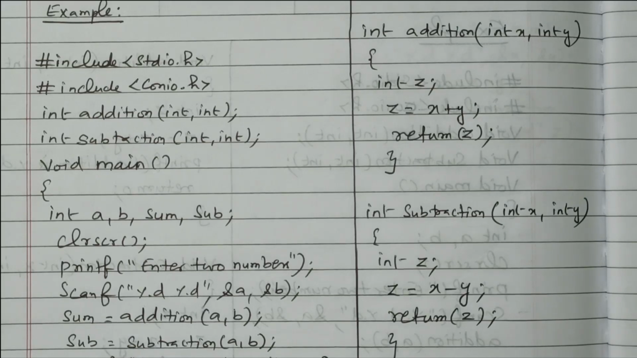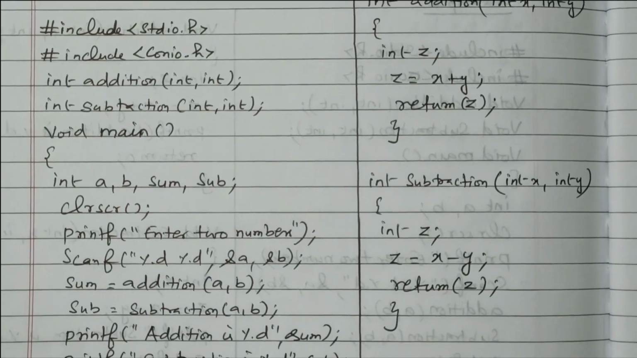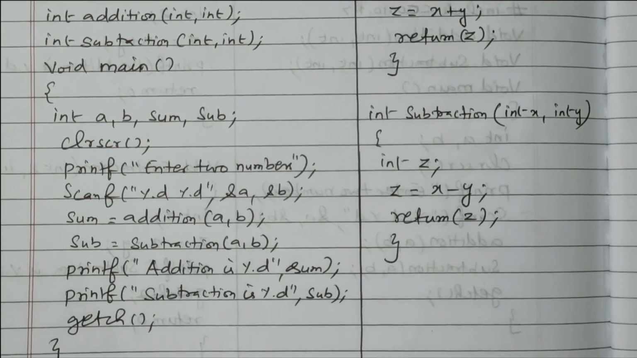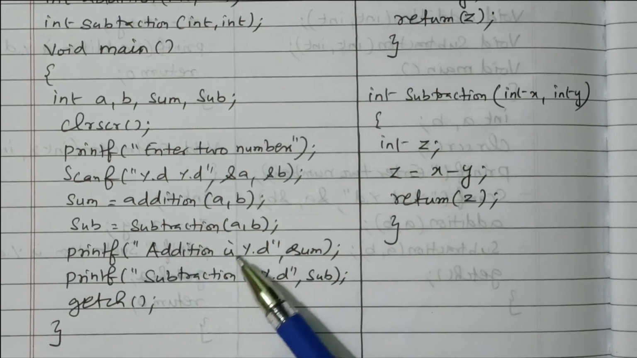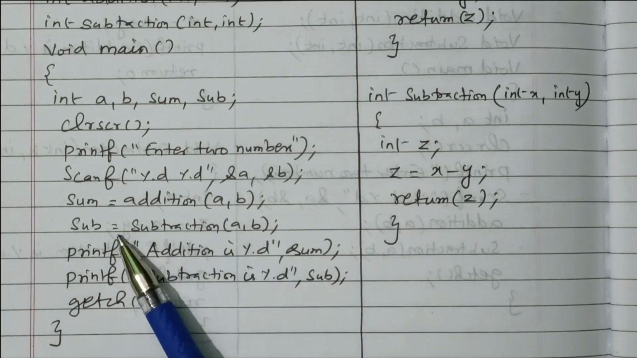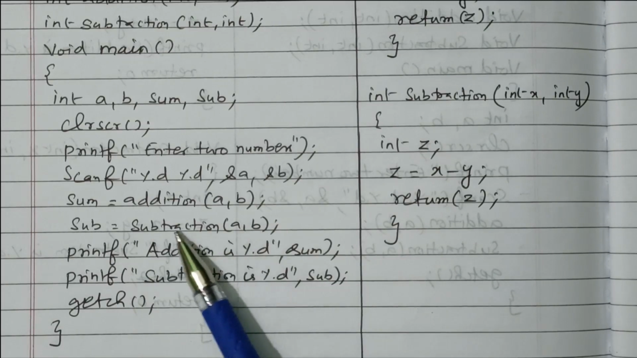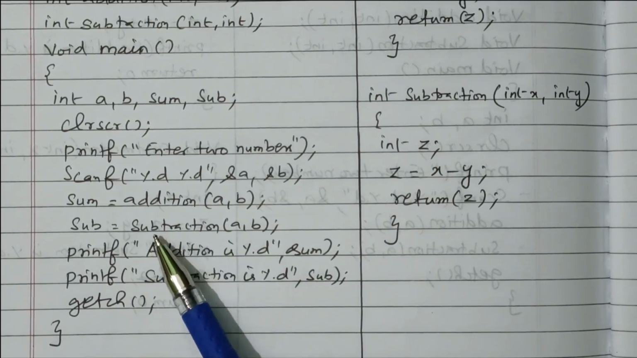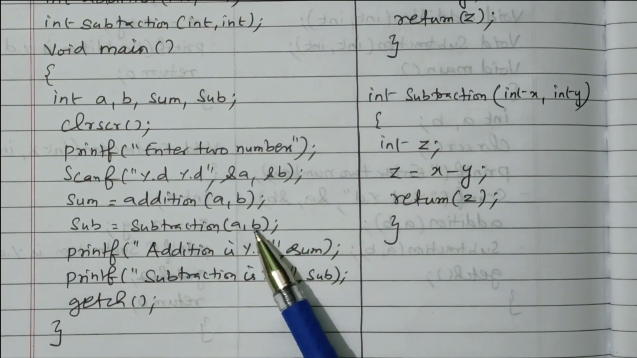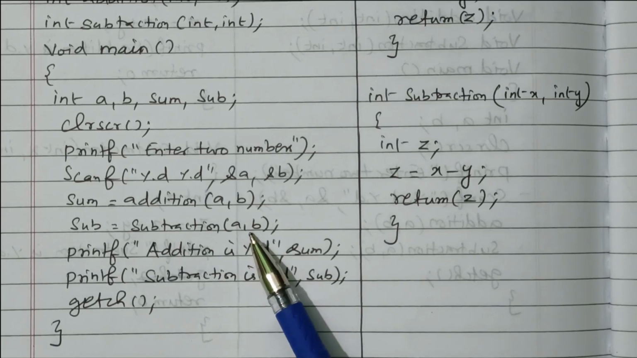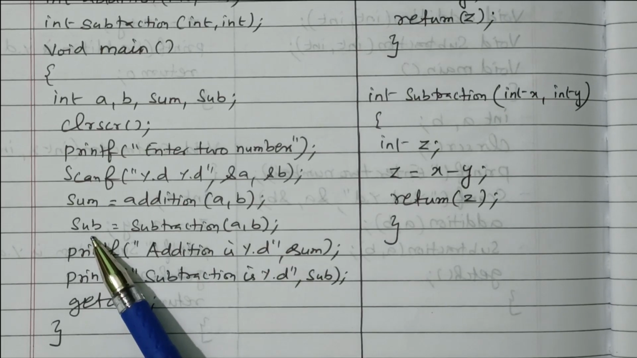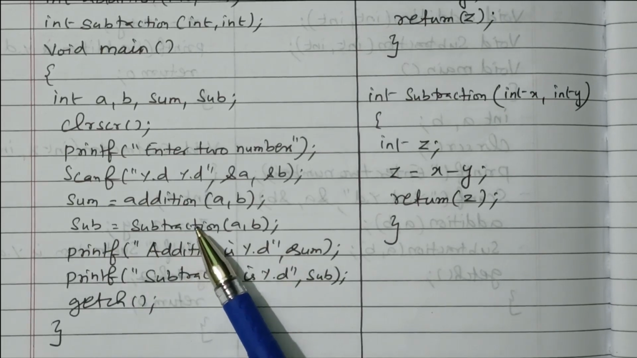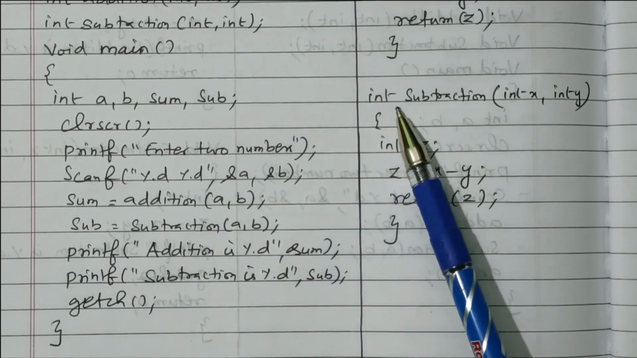Now we are calling the next function, subtraction. sub equal to subtraction(a, b). What is this? This is again calling another function. Name subtraction. We are passing two variables a, b. The function will return the value that will be stored in sub. Right? This is calling. So the function is called, and the control will transfer to here.